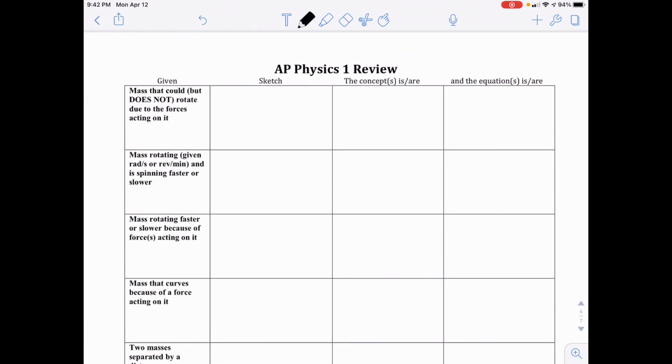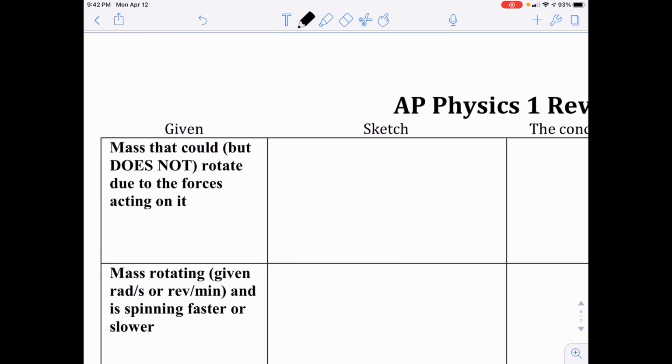All right, let's take a look at the next scenario. In this one, we have a situation where a mass could, but does not, rotate due to the forces that are acting on it. Let's take a look at what that might look like. One possible example we could draw is simply a beam supported at some fulcrum point. And at that point, we could have a couple forces acting on it in different directions.